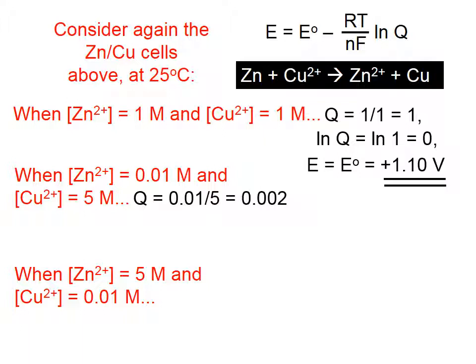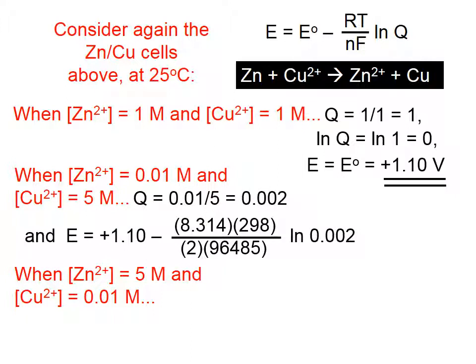Mathematically, Q is equal to 0.01 divided by 5, which is 0.002. If we put all that into the Nernst equation, notice that E naught is the familiar 1.10 volts. We're at 25 degrees Celsius. There's Faraday's constant, and there's our log of Q. If you type all that in, that's the number you get. Positive 1.18 volts. Just as we predicted, a higher cell potential than the standard cell potential.